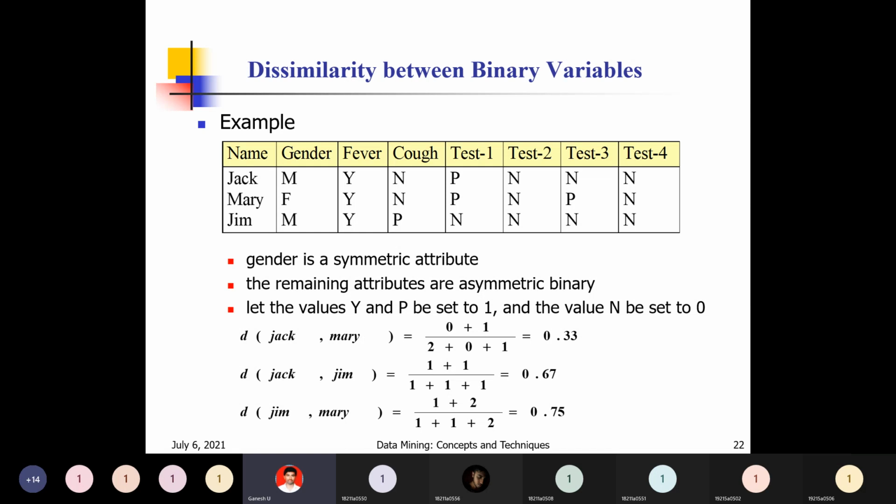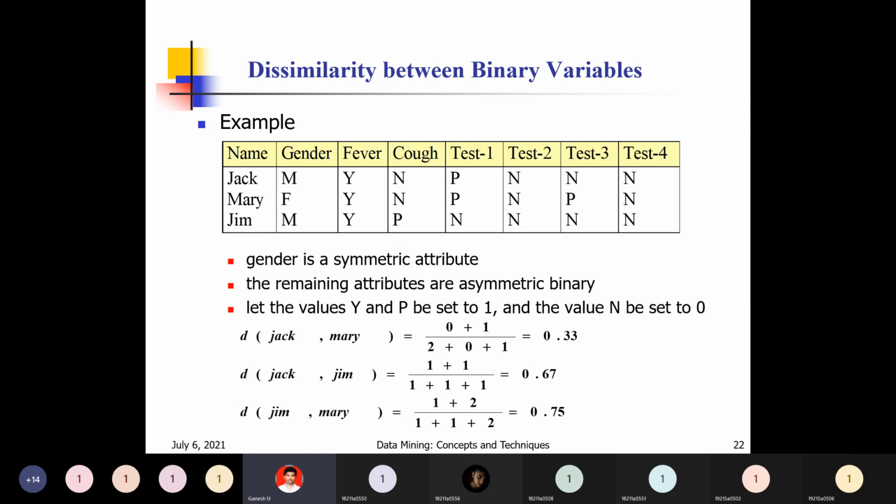So here P plus Q plus R. P means positive positive, and only 2 are there. So 2 plus 0 plus 1, that's why it is 0.33. You can find the value simply. Q means 1 0, and there are no 1 0s, that's why 0. Next, 0 1 has only one value, so that is the R value. So 0 plus 1 by 2 plus 0 plus 1, putting the values, it is 0.33.